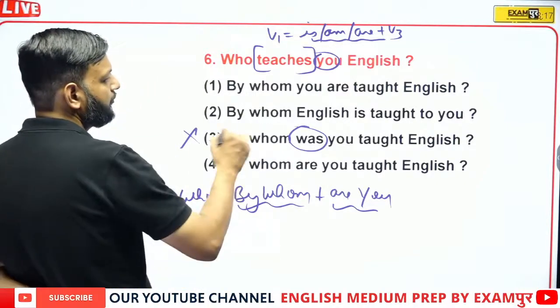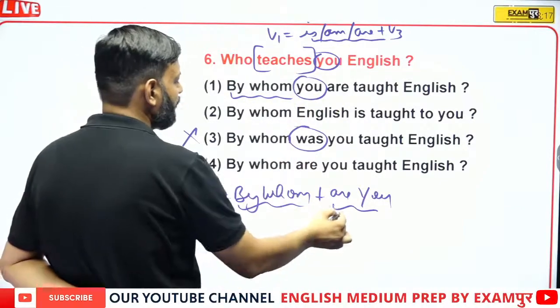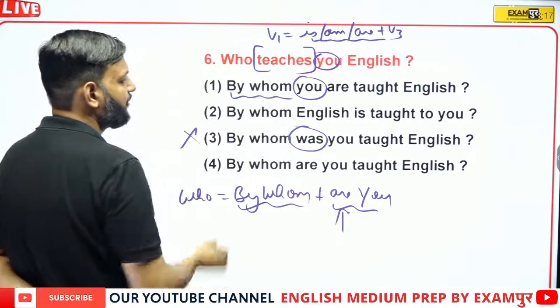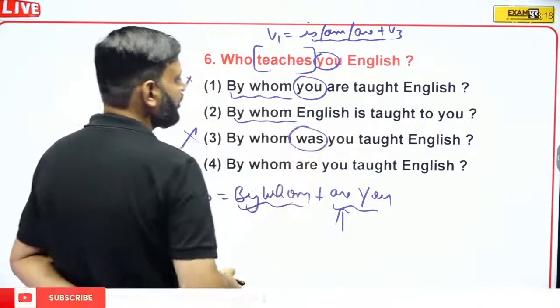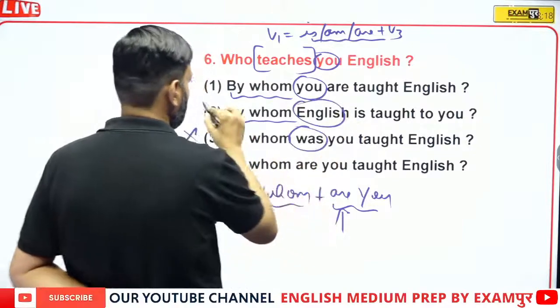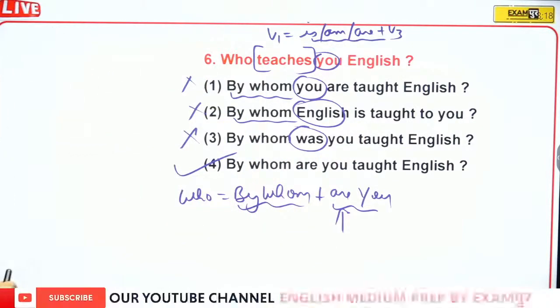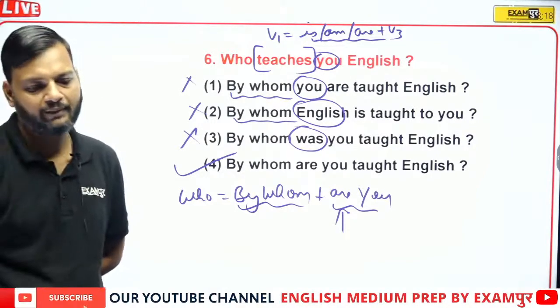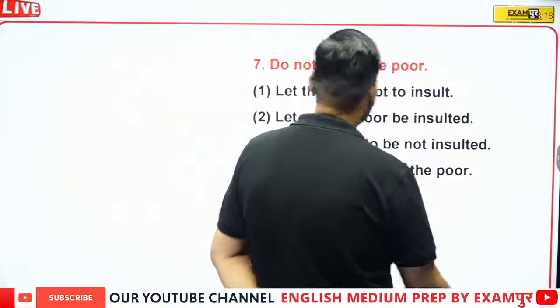Now here "by whom" is followed by the subject, but "by whom", a WH word, is always followed by a helping verb. So eliminate this. Now "by whom English is taught to you". Here also the subject is there, so it cannot be the answer. So the right answer is "by whom are you taught English". Option number 4 is the right answer. Jarsha, you are absolutely right. Okay, let's see the next question.